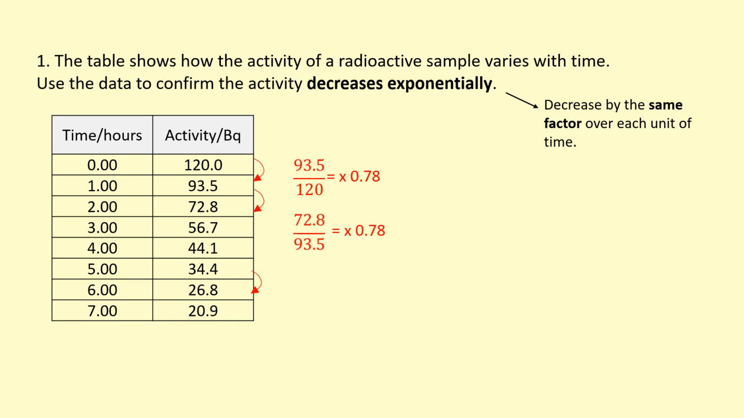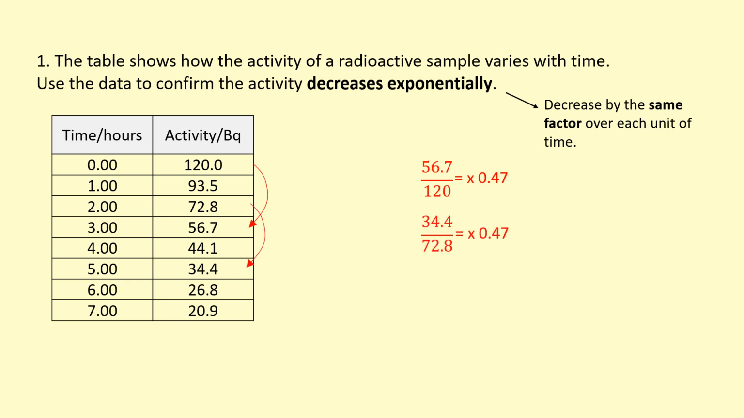You can take any 1 hour period, and you should find that the activity decreased by the same factor over those periods. I don't even have to take 1 hour. I can take, for example, 3 hours. The decrease there is times 0.47, and if I take another 3-hour period, you should get the same decreasing factor there. So we can confirm that this does decrease exponentially because the factor of decrease is the same.